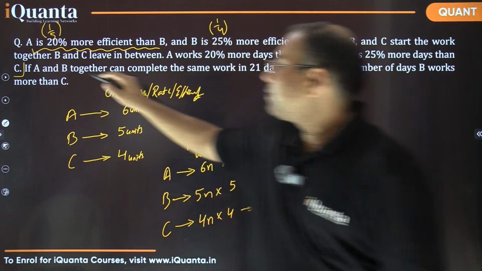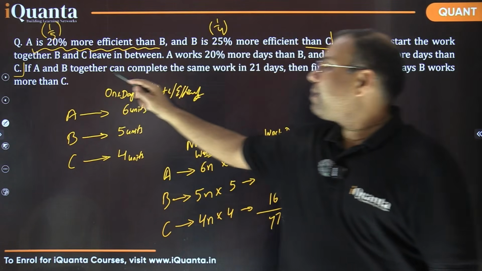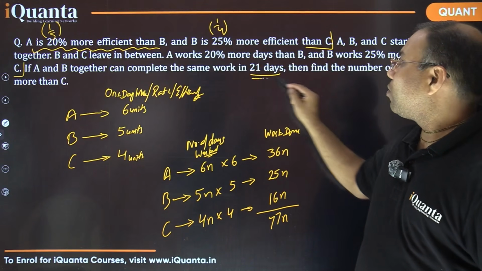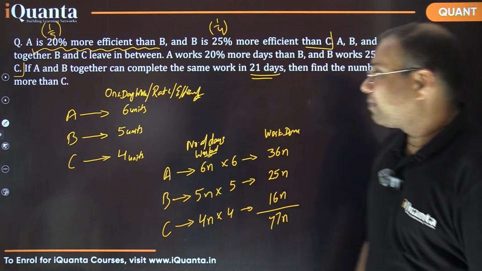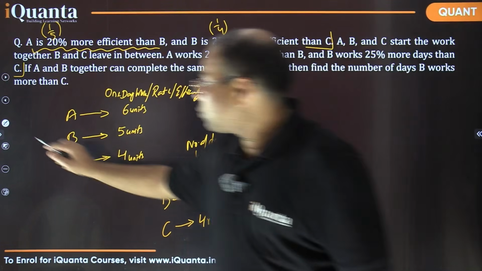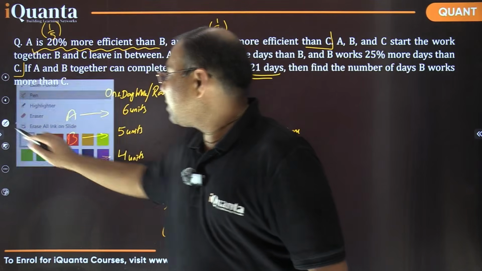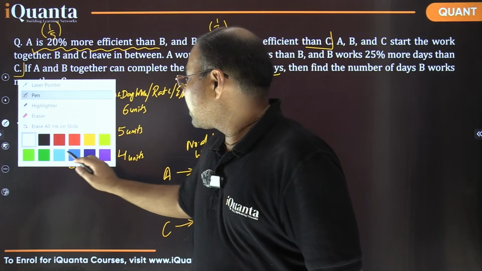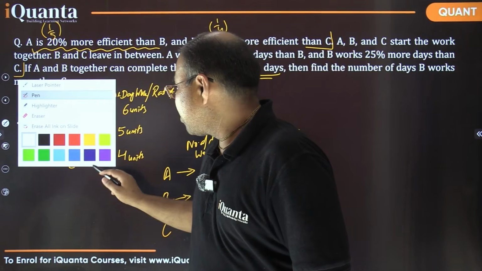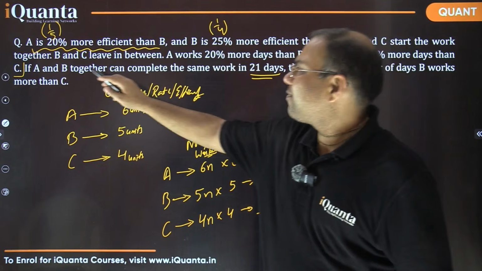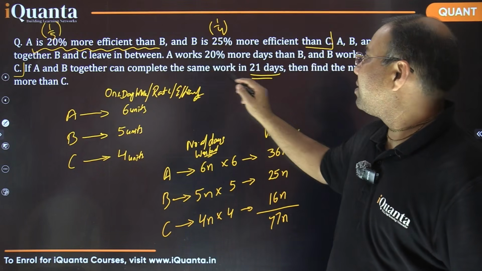Let's see further. It says if A and B together can complete the same work in 21 days. Okay, now this is some extra information, other information. So based on this, we are going to find something. Let's see. Now it clearly says that, which color am I going to use now? I'm going to use blue. So if A and B together can complete the same work in 21 days.